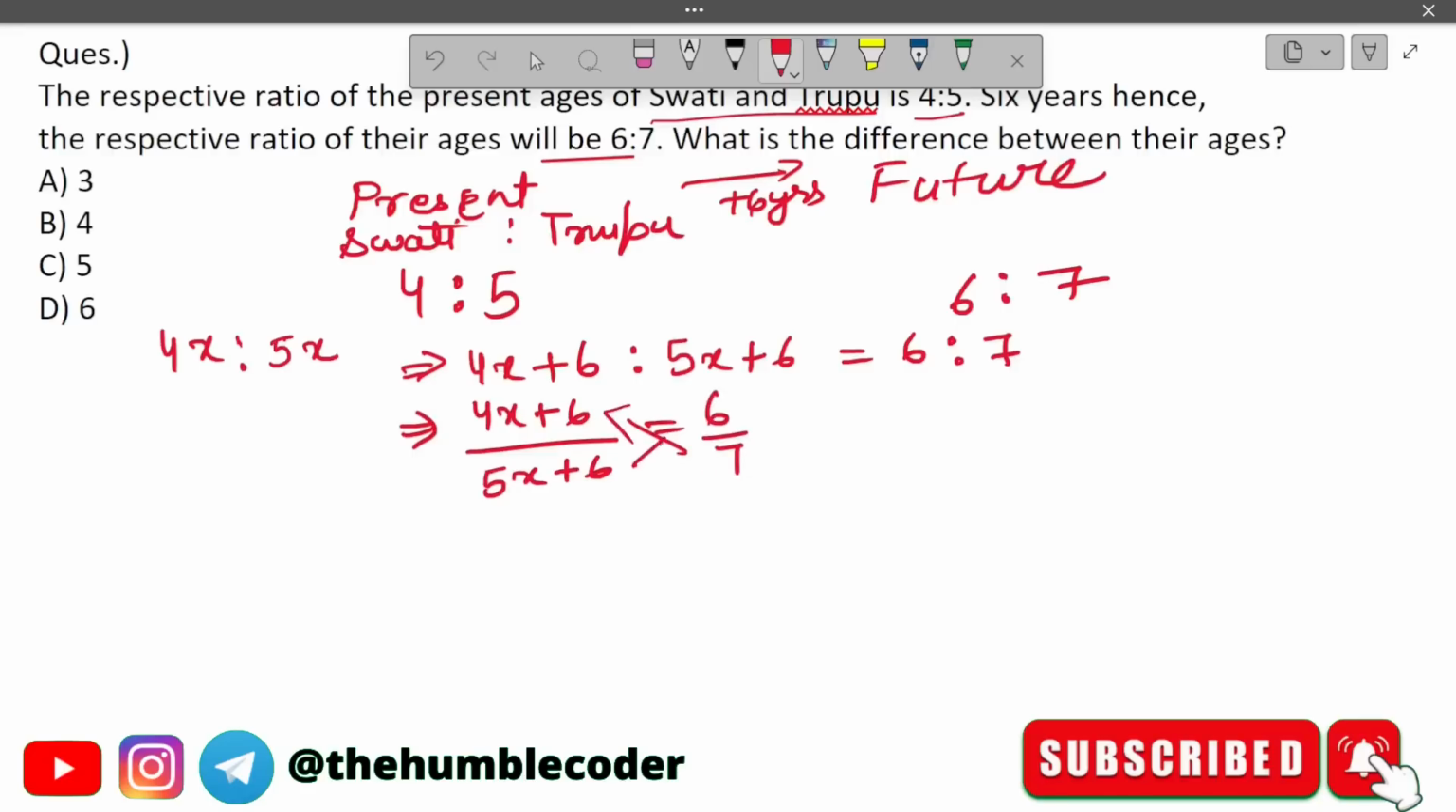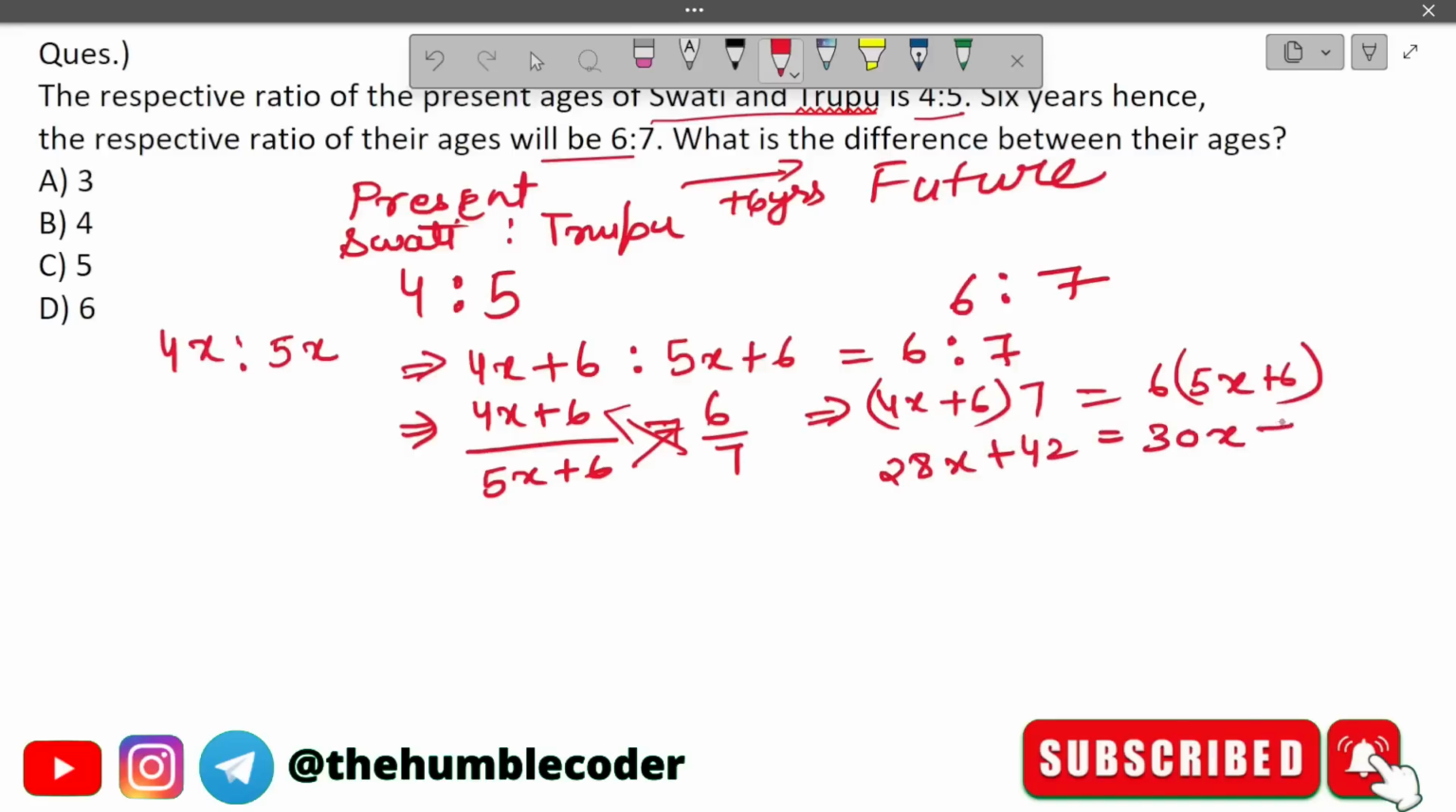Now we will send this here, send that here, and we will create the new equation, which is going to be (4x + 6) multiplied by 7 is equal to 6 into (5x + 6). 4 sevens are 28. 6 sevens are 42. 6 5s are 30x, and then 36.